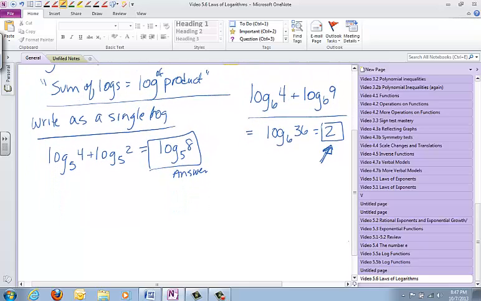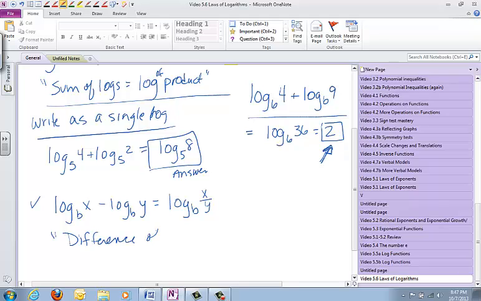Okay, the next one goes like this. Now we have logs of the same base, and this time we're subtracting them. Okay? And so when we subtract two logs, it's the same as taking the log of their quotient. All right? So we say in words that the difference of logs is equal to the log of the quotient.